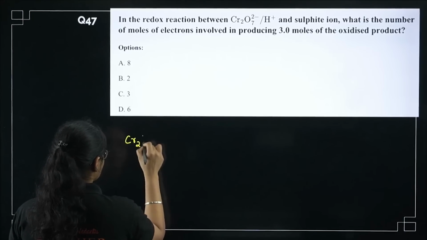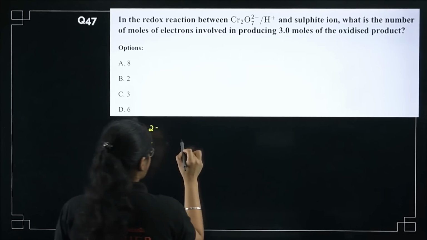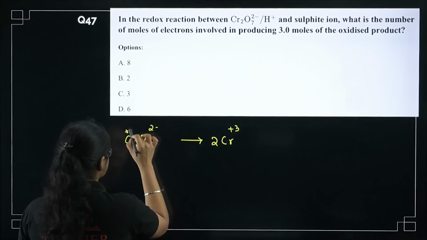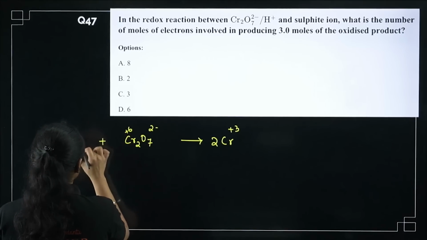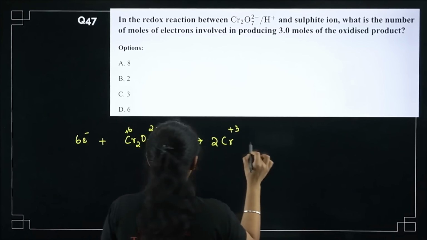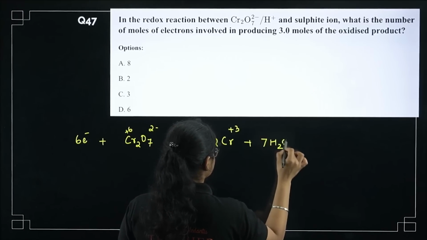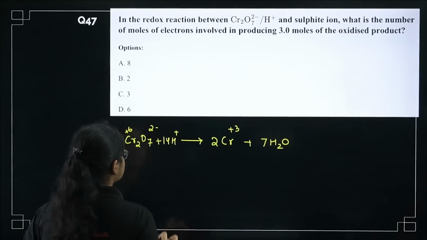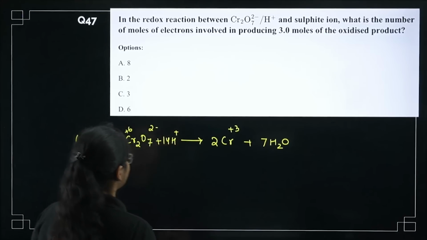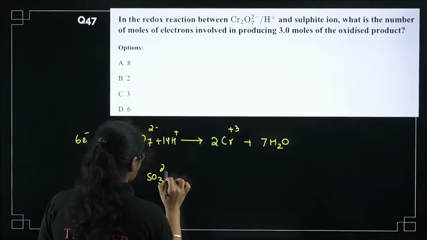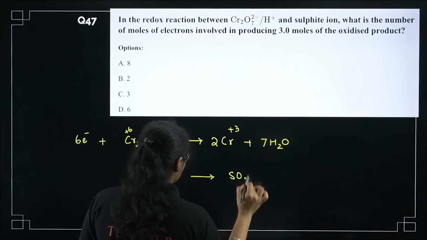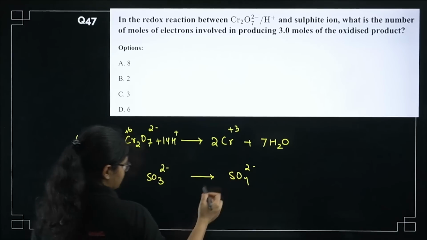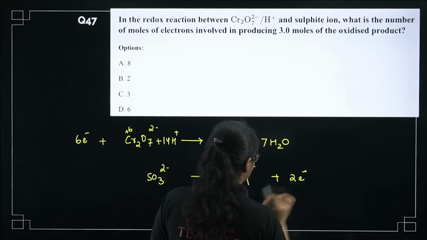So I have Cr2O7 2 minus, which gets converted to Cr3 plus, right? It is a reduction process, plus 6 to plus 3, so in total there is a gain of 6 moles of electrons. To balance here, I will have 7 water, then I have 14 H plus. This is the balanced reaction. Next I have the sulfite ion, SO3 2 minus to SO4 2 minus. Here it is plus 4 to plus 6 oxidation, so I have a loss of 2 electrons here.